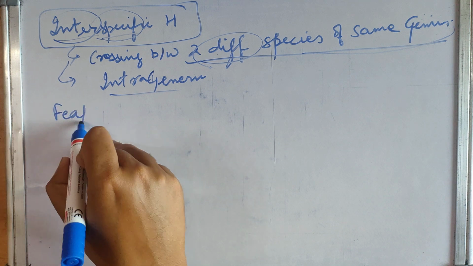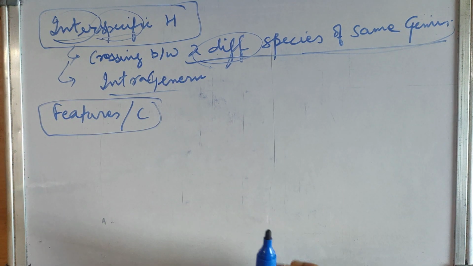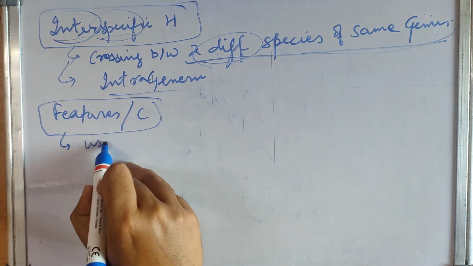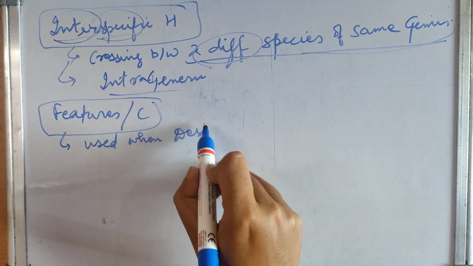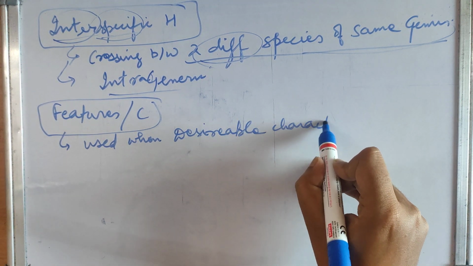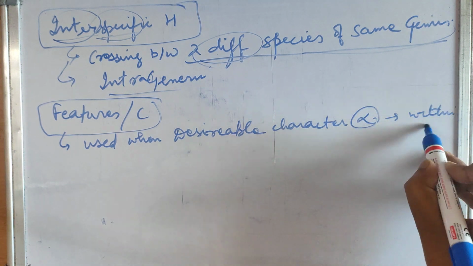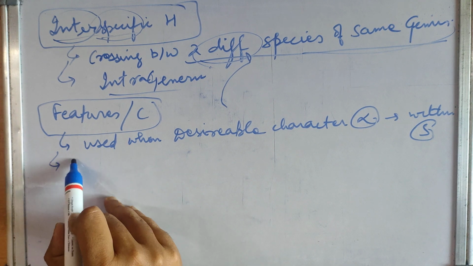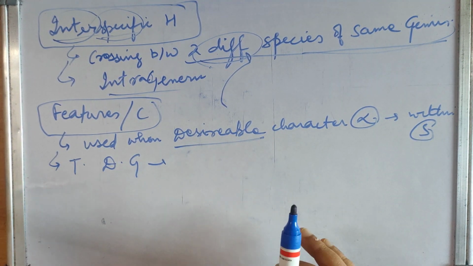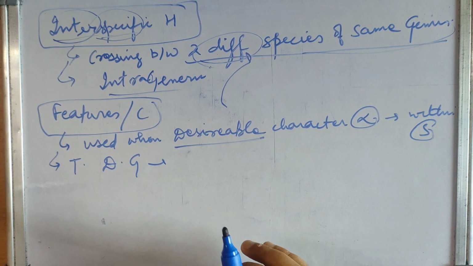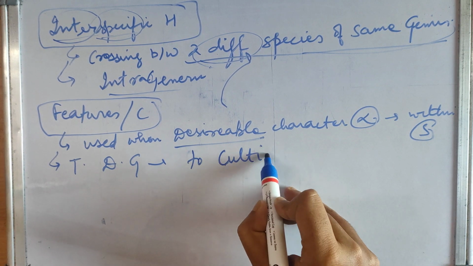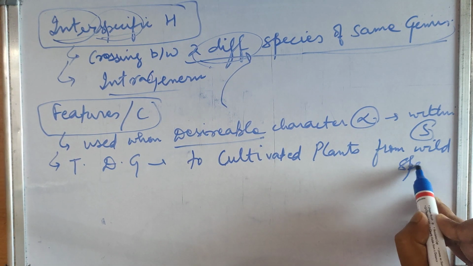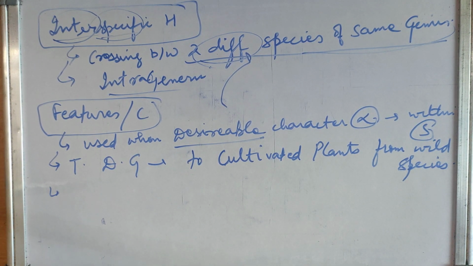Now, what are the features, or you can say characteristics, of interspecific hybridization? It is used when a desirable character is not found within the species. That's why we need to go to different species. It is an effective method of transferring desirable genes into cultivated plants from wild rare species. So here we can get characters of wild species.